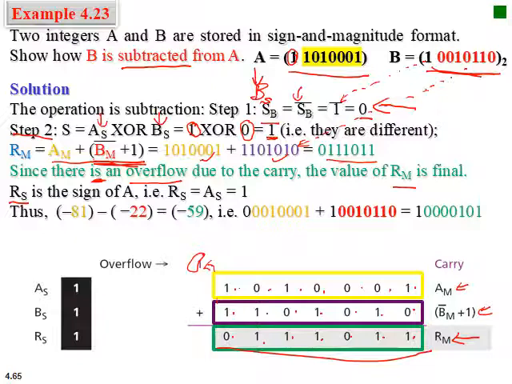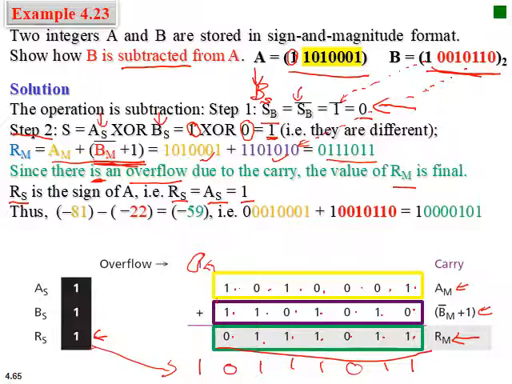According to the algorithm, the sign of the result is the sign of A, which is 1 in this case, and there you can see it's 1. So again, if you had to write down the final answer here, you would take that 1 and just write down the rest of the result. And those 8 bits is the final answer.